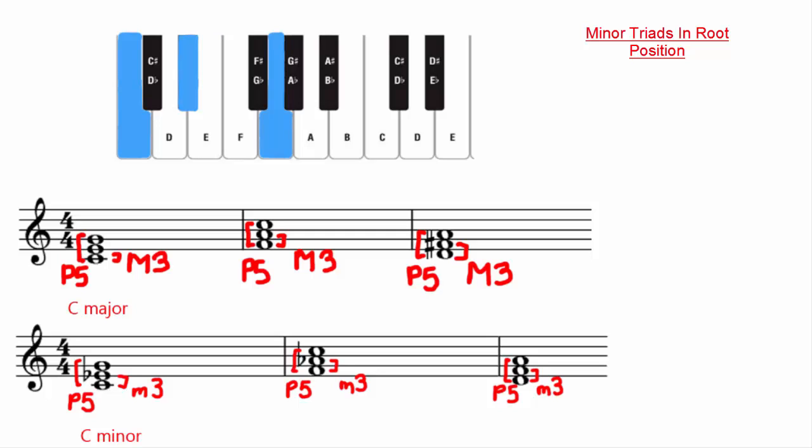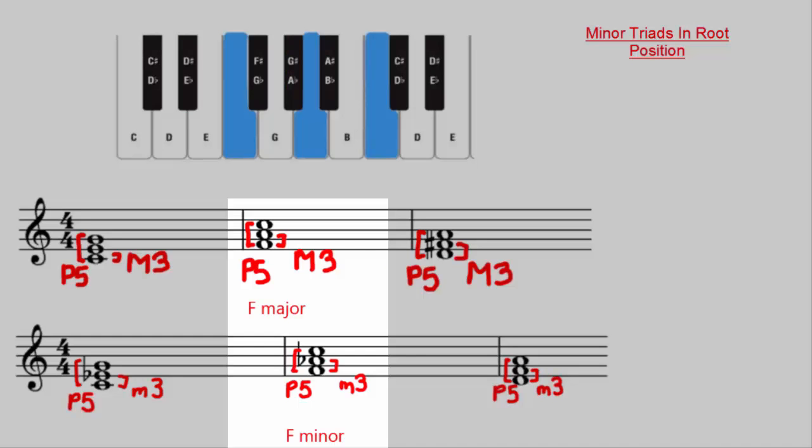Minor triads also take their name from the root. And because minor triads are also built up using a perfect fifth, an easy way to remember minor triads is to think of them as a major triad where the third has been lowered by a chromatic semitone.